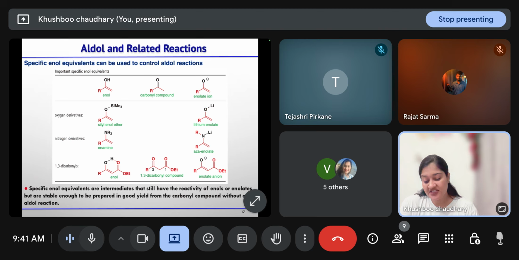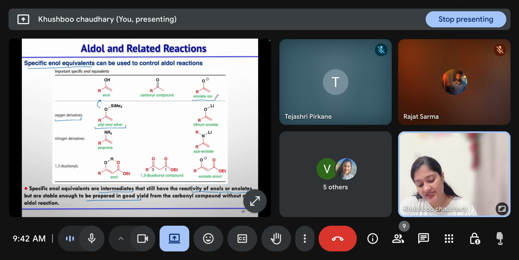Now let us discuss the specific enol equivalents that can be used to control the aldol reactions. Now, what are the specific enol equivalents? These are intermediates where the enolates and enols that are generated are reactive enough, but they are stable also, so that we can generate them in good yield and we can store them before performing the aldol reactions. So one such derivative is an oxygen derivative, the silyl enol ether, that has the reactivity of enols. That means they are less reactive.